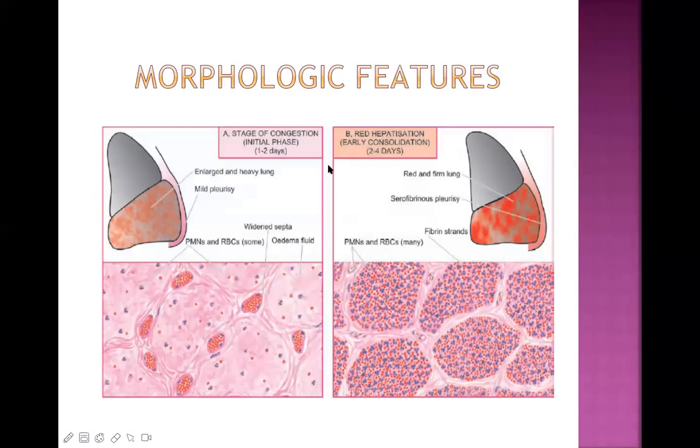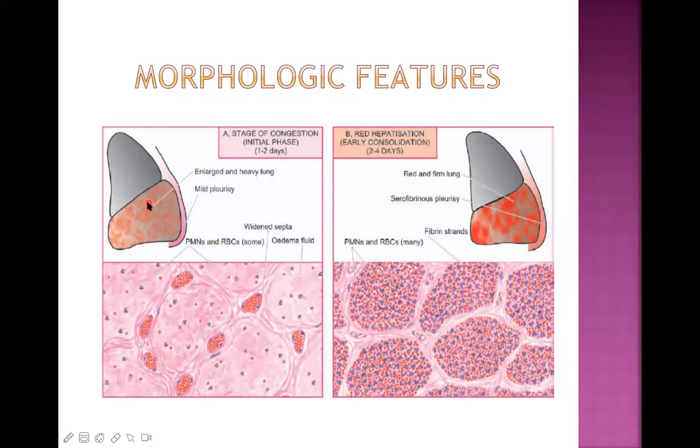Okay, now let's see these pictures, which will make it very, very clear for you. The whole thing we have talked about right till now will be repeated in these pictures. Now let me take the help of a highlighter and then explain this. Now look at this A. This is the stage of congestion, and this lasts for 1 to 2 days, and this is a very initial phase. This is the gross morphology, and this is the microscopic feature. Though these are schematic diagrams, they are highly useful for us to understand.